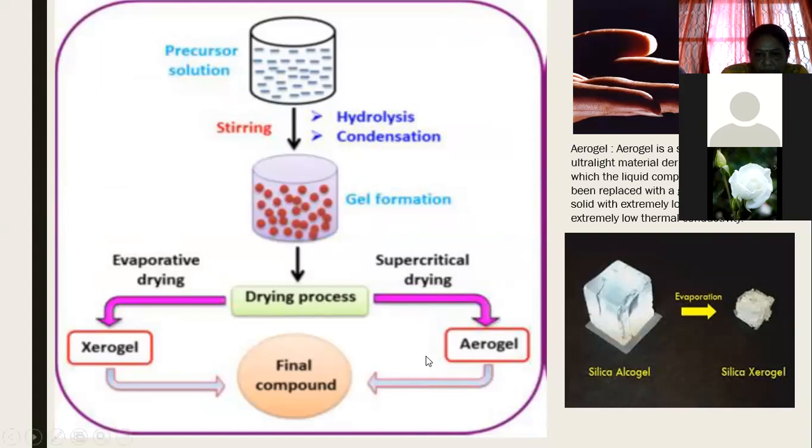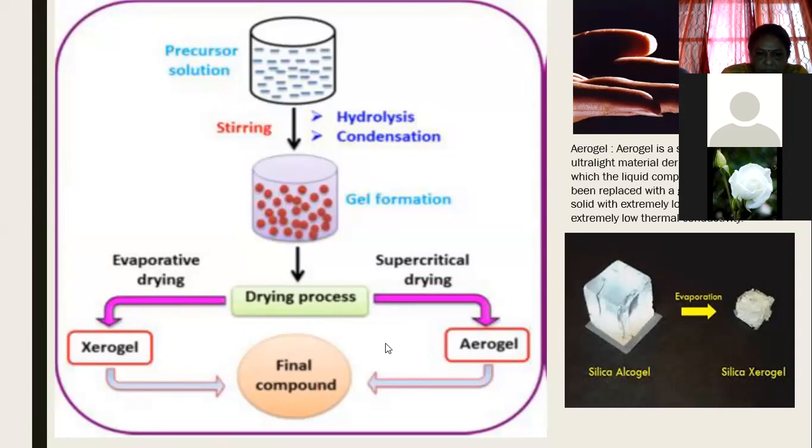But if you do not want to do that, and simply you are applying heat and evaporating the liquid from it, then what happens? From silica alcohol you can directly get the xerogel, where the network is completely broken up and you get the powder. It is called the xerogel.